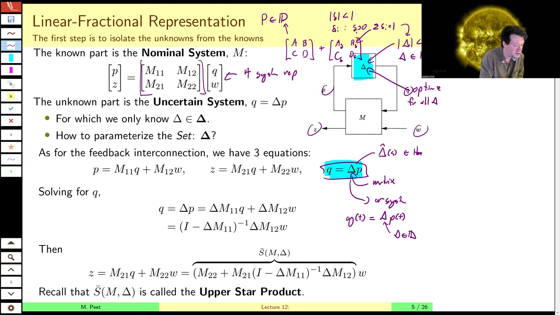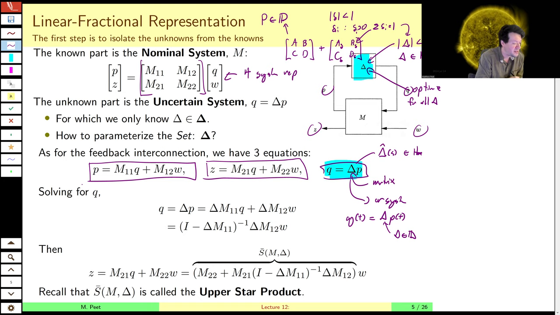For the nominal system, of course, we have the same two sets of matrices we had before, P and Z. P is the thing that's going to the uncertainty. It was Y in the lower feedback, and this was U, but now we've replaced it with P and Q. In any case, we approach the problem from the same angle.